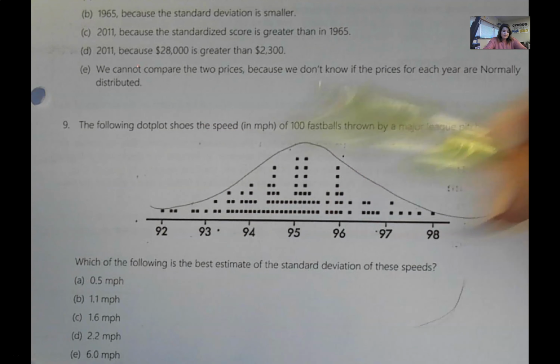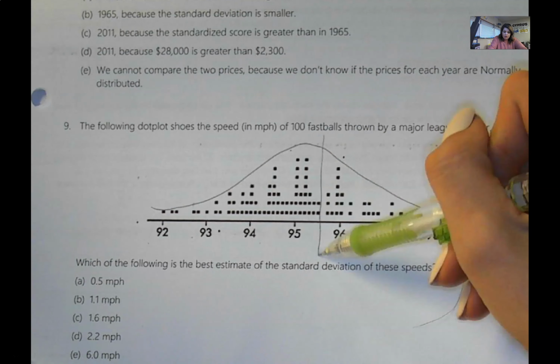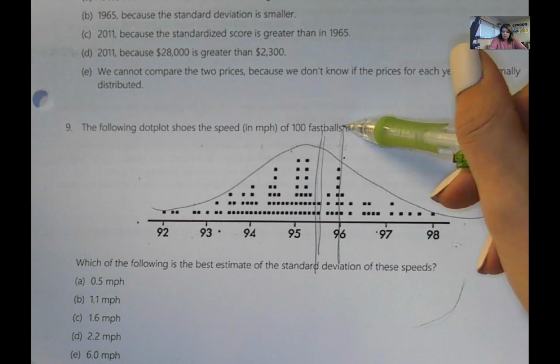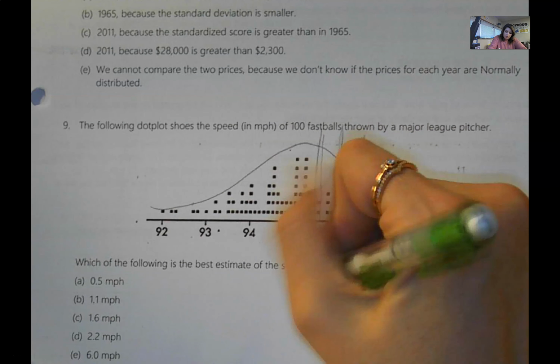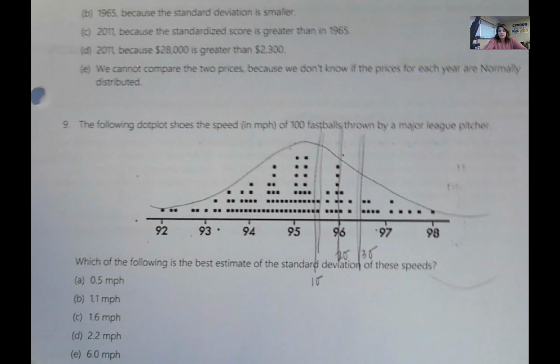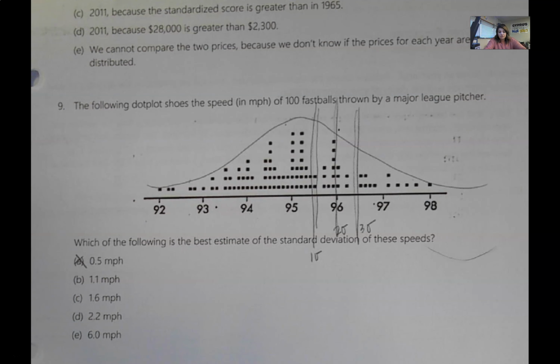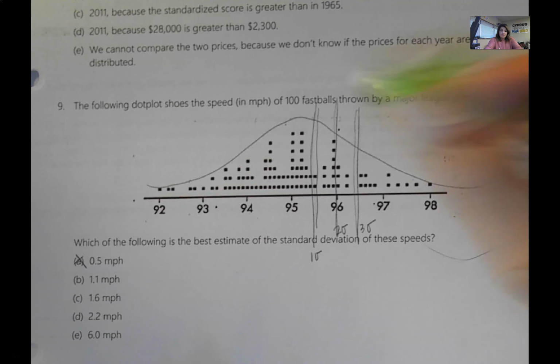If the standard deviation is 0.5, that means that your sigmas would be here. This would be 1 sigma, 2 sigma, 3 sigma. So it definitely cannot be A, because look at how much data you have in your tail. You're supposed to have no points and you have a bunch of points. So it cannot be A.